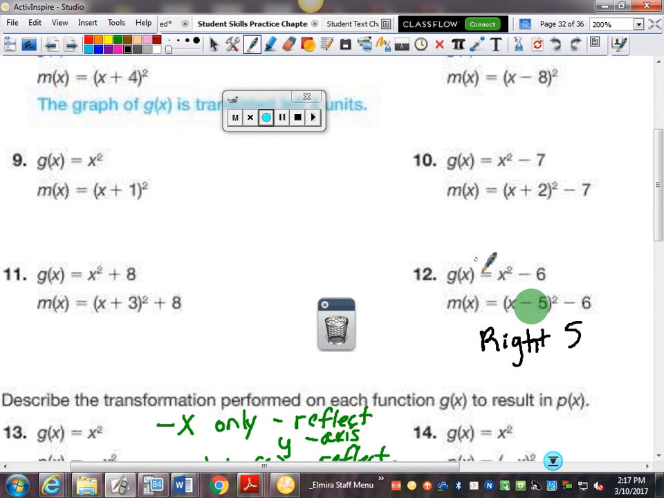If I look at number 12, the difference between the original function in 12 and the new function is there's a -5 in parentheses. And the -5 in parentheses indicates you're going to move your function right 5. We don't have to talk about the -6 because that's in the original function.